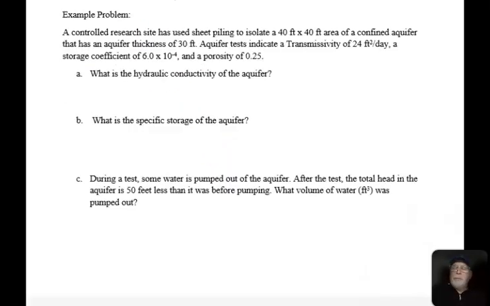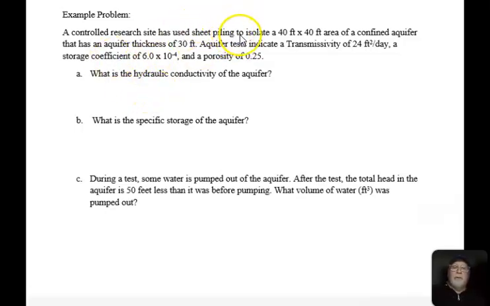Let's do a little example problem playing around with the specific storage and the storativity. So we have here a controlled research site that has used sheet piling to isolate a 40 by 40 foot area of a confined aquifer, just so we conveniently have an area and volume there. We actually did that in a research study that we were part of at the University of Oklahoma at Hill Air Force Base in Utah.